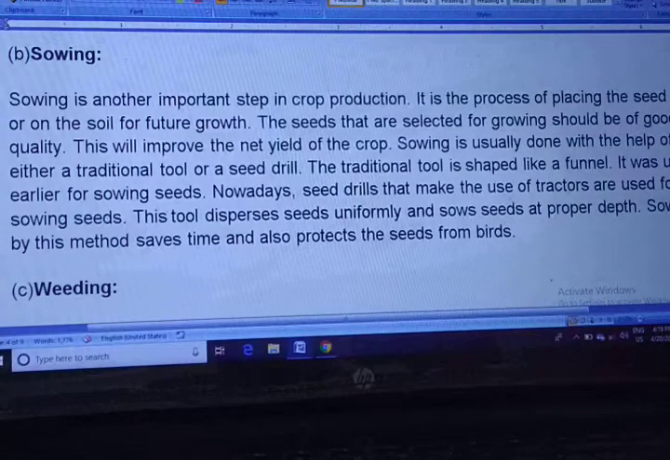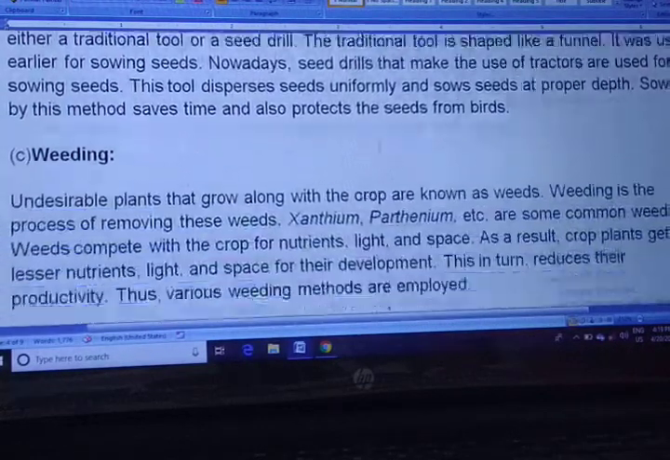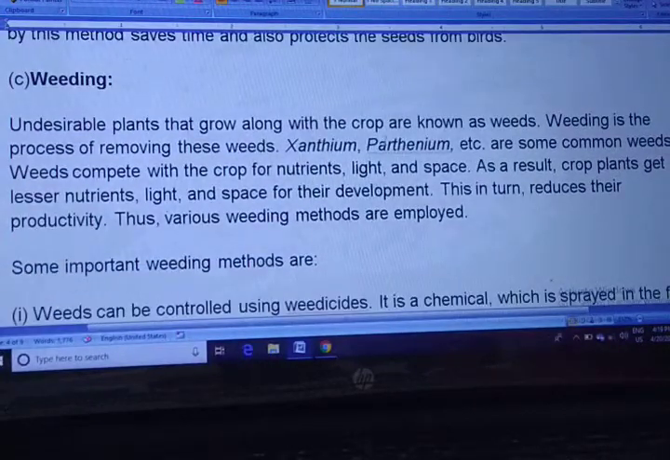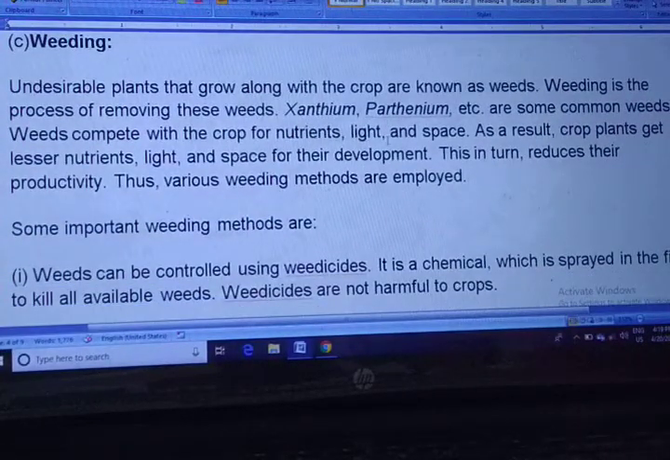The third is weeding. As we have completed the second one, now we will move towards the third one. What is weeding? Can you tell me what is weeding?